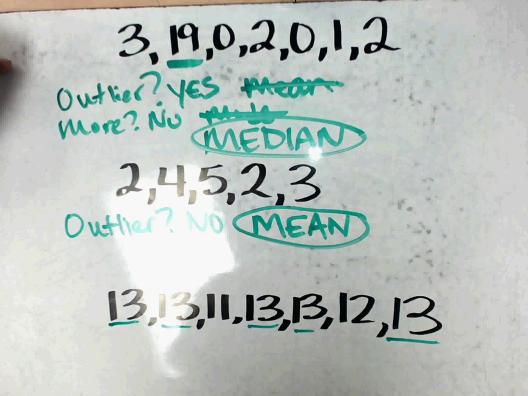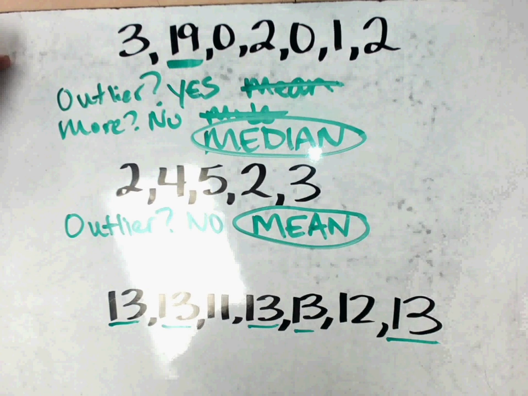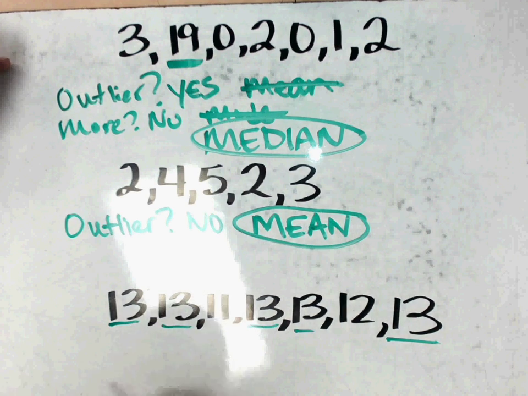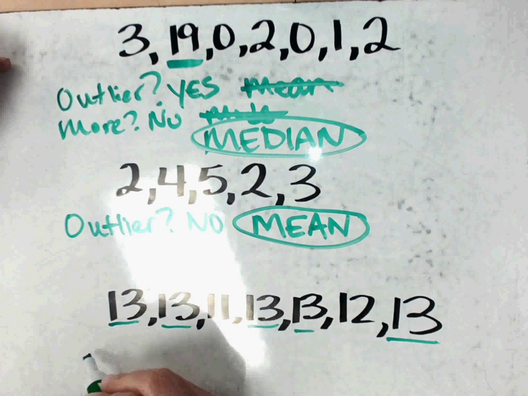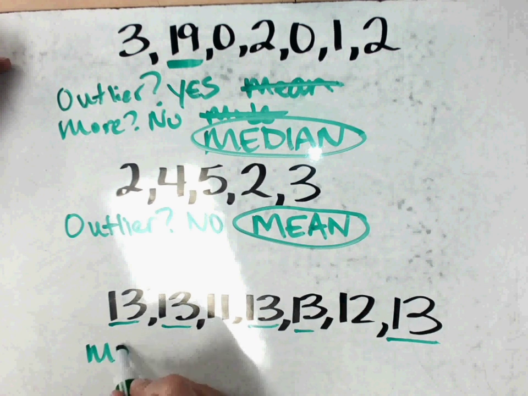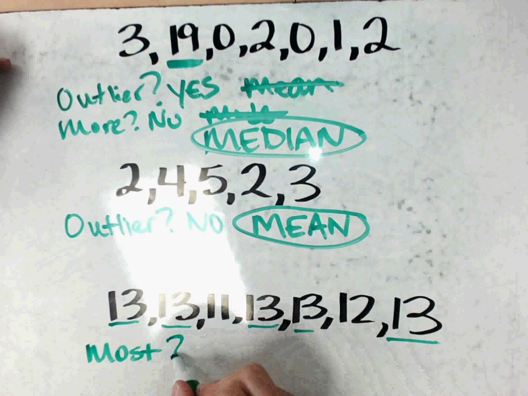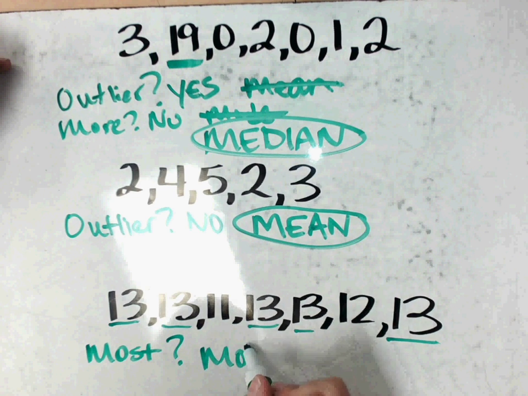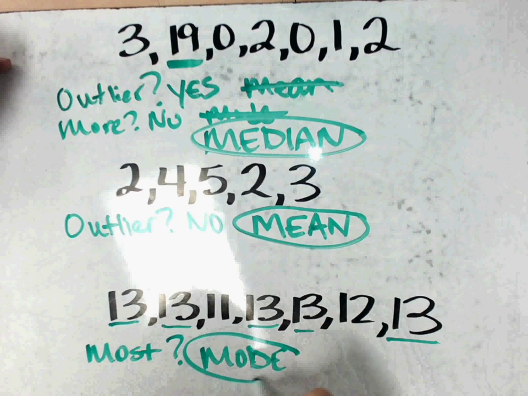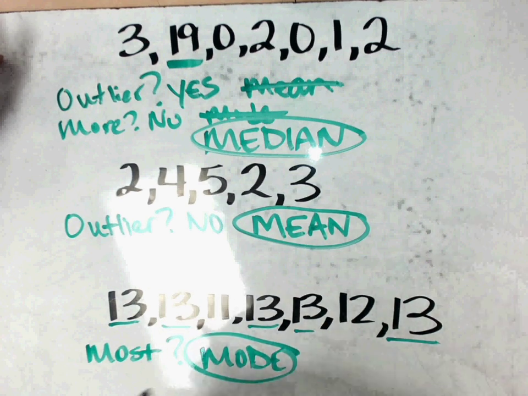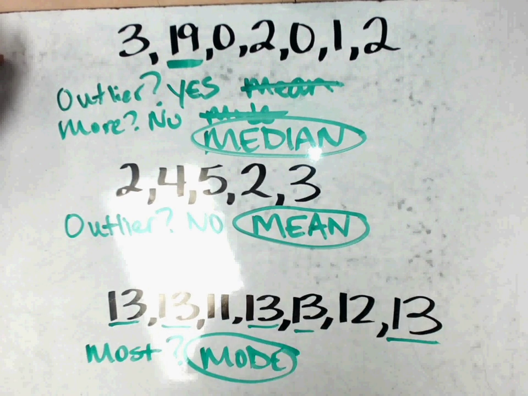And then our last set of data, we notice here we have 5 13s. Well, 5 out of 7 numbers are 13. That means we have one number that's repeated way more than the rest of them. So in that case, since we have one number that's repeated the most, and I mean a lot more, right, 5 of them, then yes, we would use the mode, right? When you have one number that's repeated way more than all the rest of them, then you use the mode.